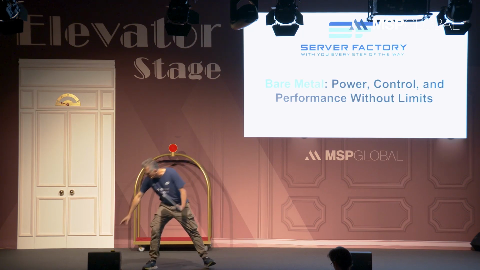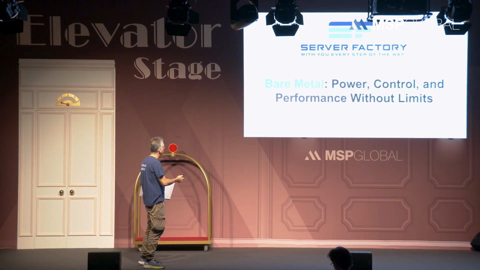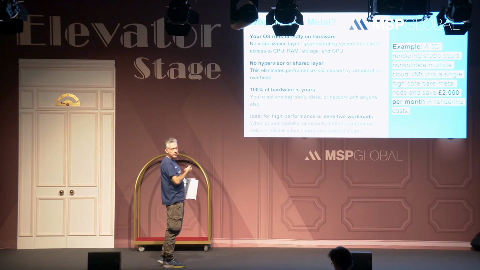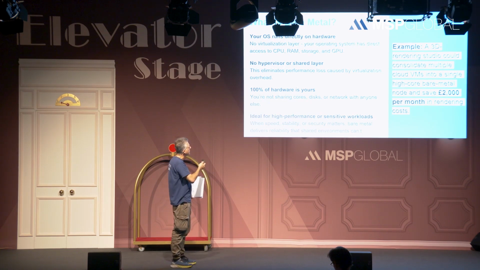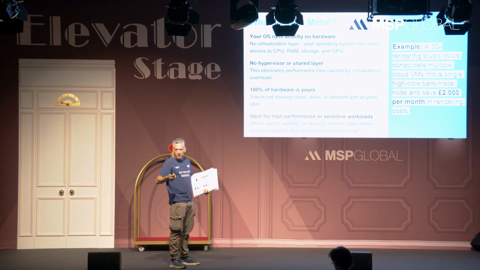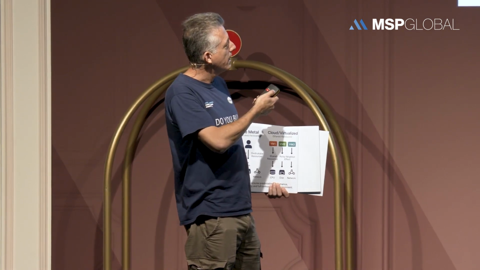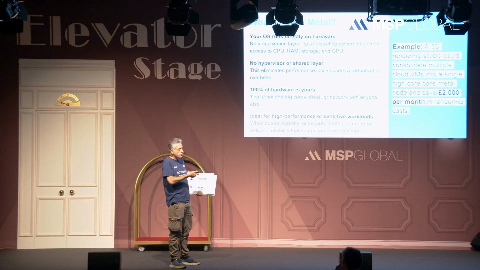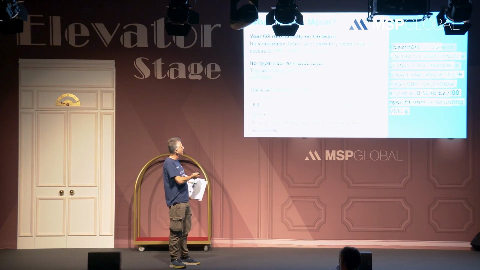Now I'm going to show you a bit of our presentation. We can look at some. Let's just look at the examples, because I only have 3 minutes. So example, a 3D rendering studio could consolidate multiple VMs into a single high-core bare metal node and save $2,000 or pounds per month in rendering costs. Again, you're using a lot of power. The more you use, the more they charge you. Here, you don't have to pay that extra, so you're basically saving $2,000 every month.